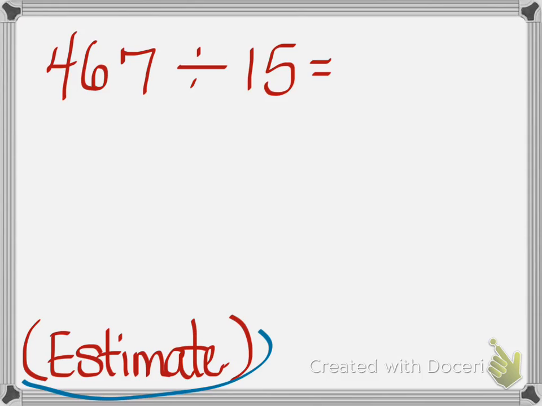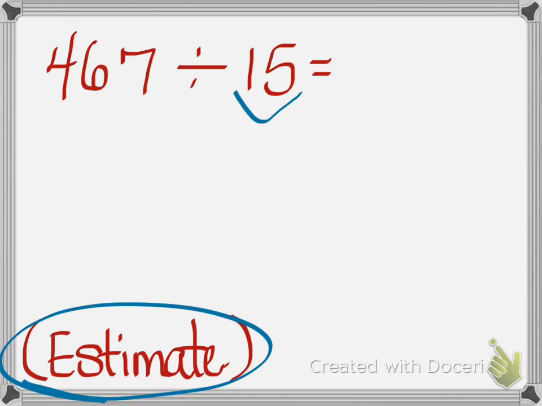Our first step is to estimate. We're not going to do any guessing here. We're going to be using our brains. So we're going to estimate the answer. To estimate, first thing we're going to do is find compatible numbers. We're always going to start with the divisor to find what our good estimate is going to be.